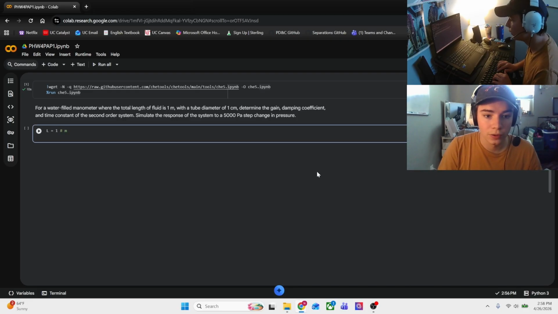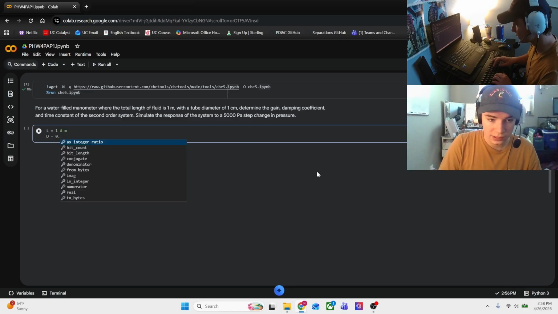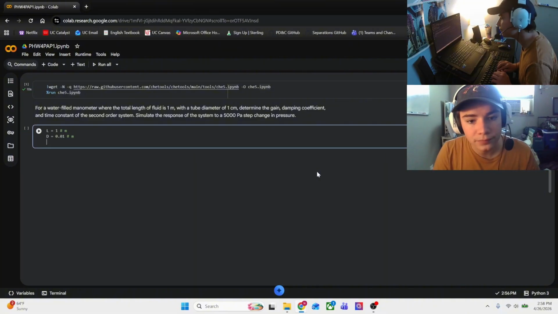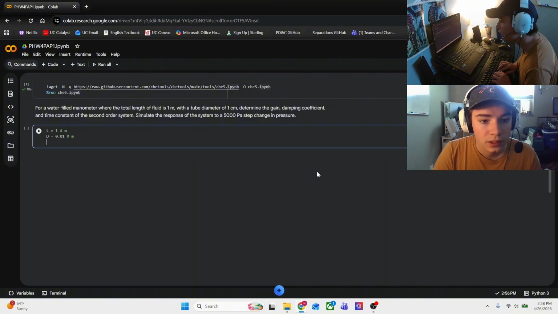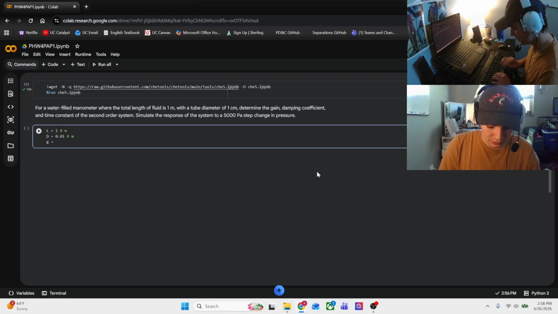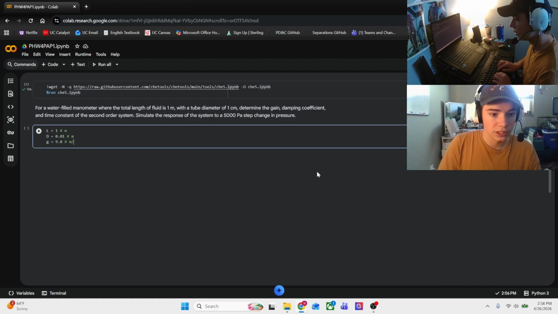We also know that our tube diameter, our D, is going to be 0.01 meters. It's 1 centimeter. What else do we need here? We know that our gravitational constant G is going to be 9.8 meters per second squared.